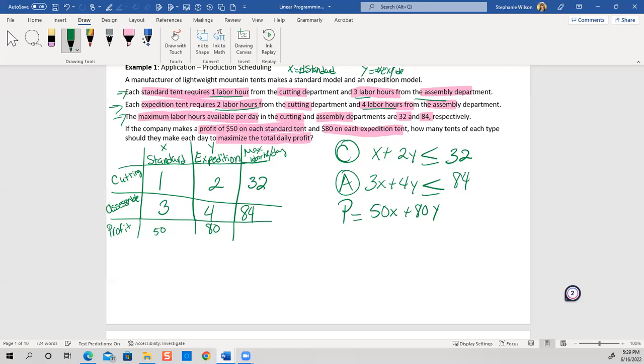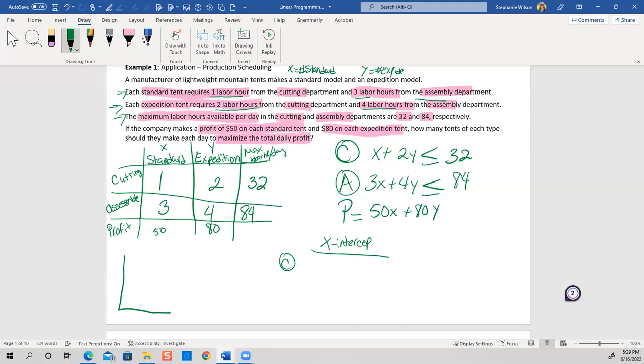So what I want to do is graph A and C here and find where their corner point is. Now, if you have a graphing calculator, or a graphing sheet of paper with a ruler, that's going to be much more accurate than what I'm going to draw here on this paper. So I'm going to find the x-intercept for C.